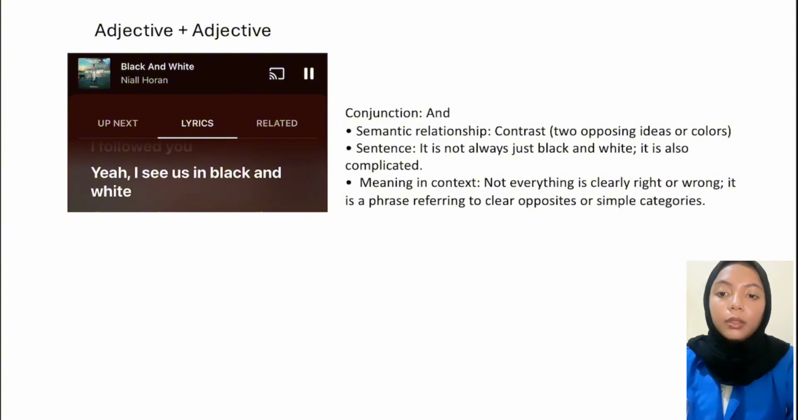Next, I have black and white. Adjective plus adjective. The conjunction is and, semantic relationship is contrast, opposing ideas or colors. In the sentence, it is not always just black and white, it is also complicated. Meaning in the context, not everything is clearly right or wrong. It is a phrase referring to clear opposites, two simple categories.